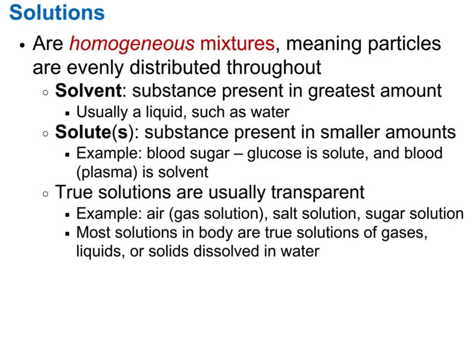When looking at a solution, you're looking at the only homogeneous mixture. A homogeneous mixture means that the particles, the solute, are evenly distributed throughout the solvent. Well, what's the solvent? It's the substance present in the greatest amount, like water. It usually does the dissolving. A solute or solutes are substances that are usually present in smaller amounts, usually get dissolved, like sugar or salt. A lot of true solutions in the body are transparent, like salt and sugar solutions in the blood.